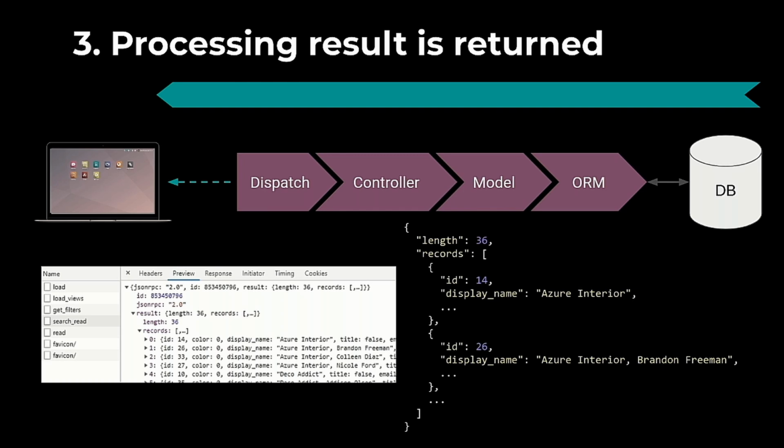So basically now I have the result. I have my 36 partners with their ID, display name, etc., and it will be received back into my browser. We can see on the left picture that this is the actual content that is received from the server for the search read request. So we can see ID 14, display name as the interior, etc.